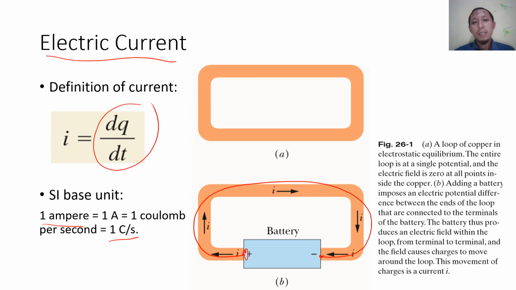To create a current, we need a battery or a source of voltage. Because there is a potential difference between the anode and cathode in the battery, or the positive and negative terminals, we can push the charge to flow from one node to another node. So the movement of charge means the movement of the current.